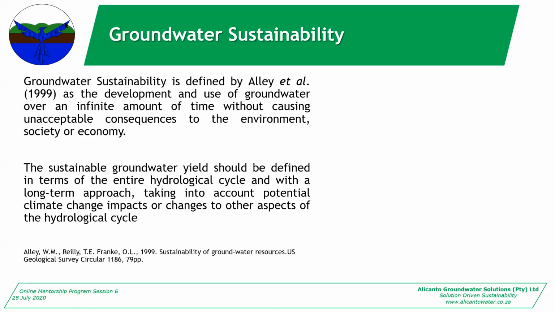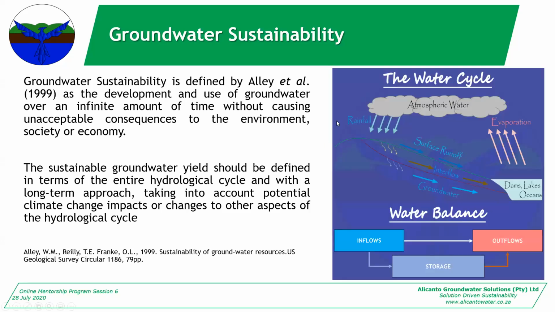Okay, thank you. So the sustainable groundwater yield should be defined in terms of the entire hydrological cycle and with a long-term approach, taking into account potential climate change impacts or changes to other aspects of the hydrological cycle. So that's if your rivers dry up, or if the wetlands increase or the rivers flood, etc. So you want to look at your entire water cycle. And then the water balance is where inflows and outflows, in a steady state, inflow equals outflows. And then typically your inflows and your change of storage is equal to your outflows. So that's the water balance.